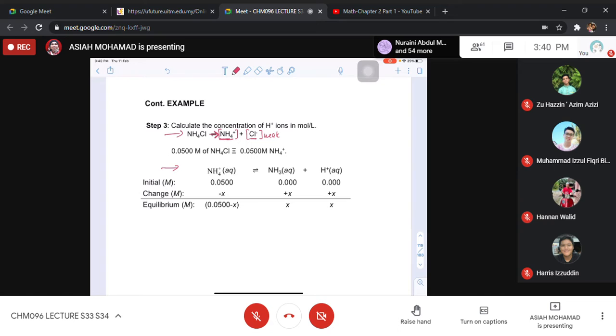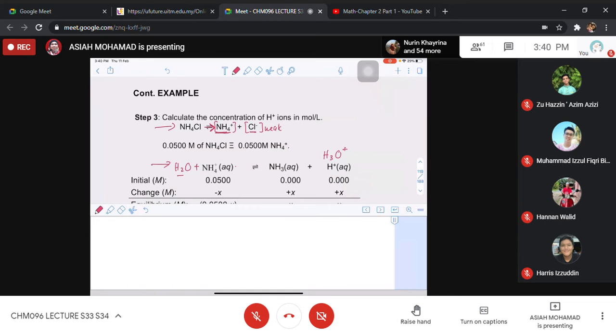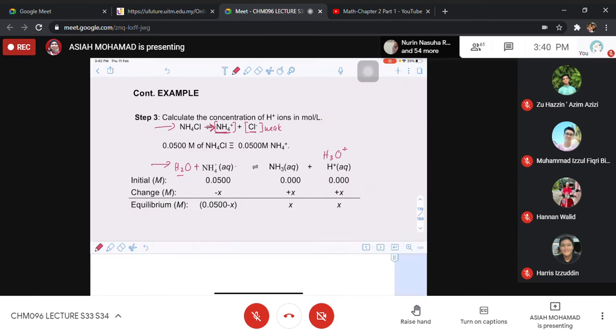So NH4 plus in water, you can actually put water. It will produce ammonia and H3O plus. If you put water here, it will become H3O plus. But both are not wrong, you can put either. Usually, to make it easier and not be confused, you just put water.